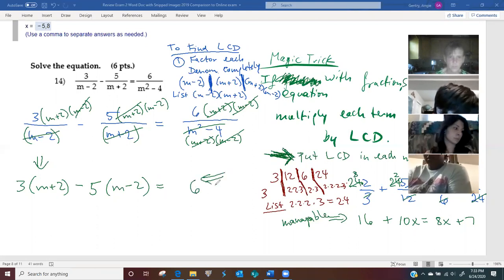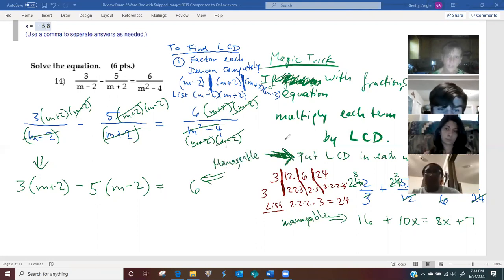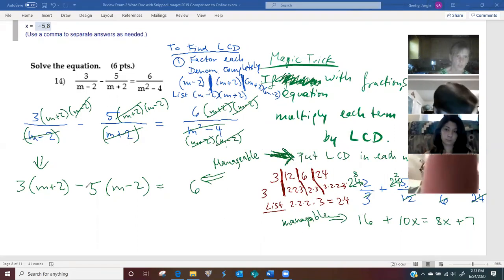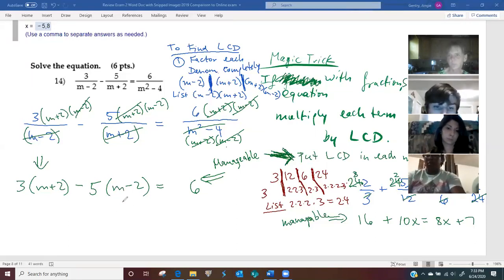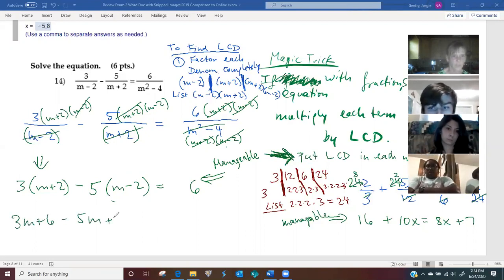Now this is manageable. Just like this here was manageable, now this is manageable. Because if you see a bunch of fractions, you run for the hills. But if I show you how to do this trick and make the fractions disappear, then you get something that's manageable, and all of you can solve this now. You see? Because now you just say, oh, okay, 3m plus 6 minus 5m plus 10. Don't forget to distribute the negative, right? Equals 6.